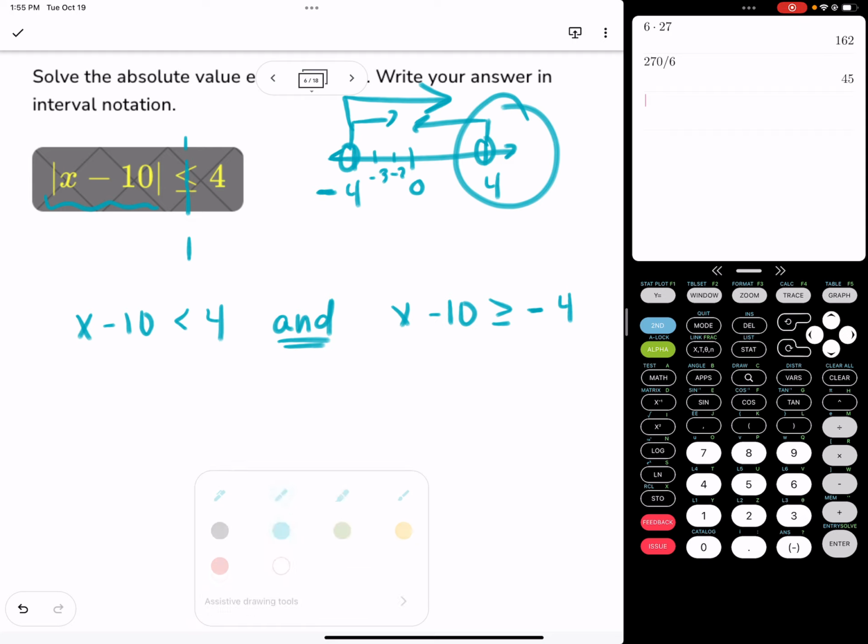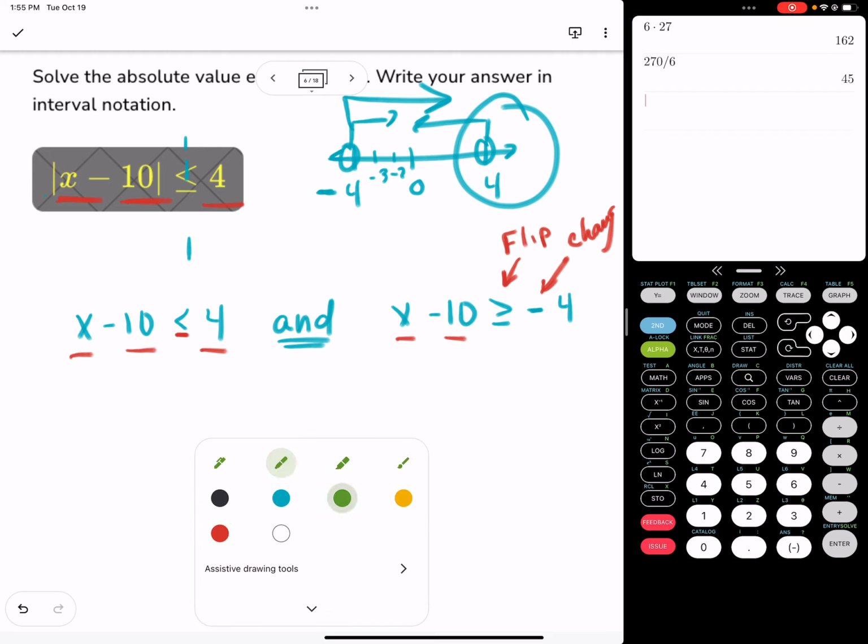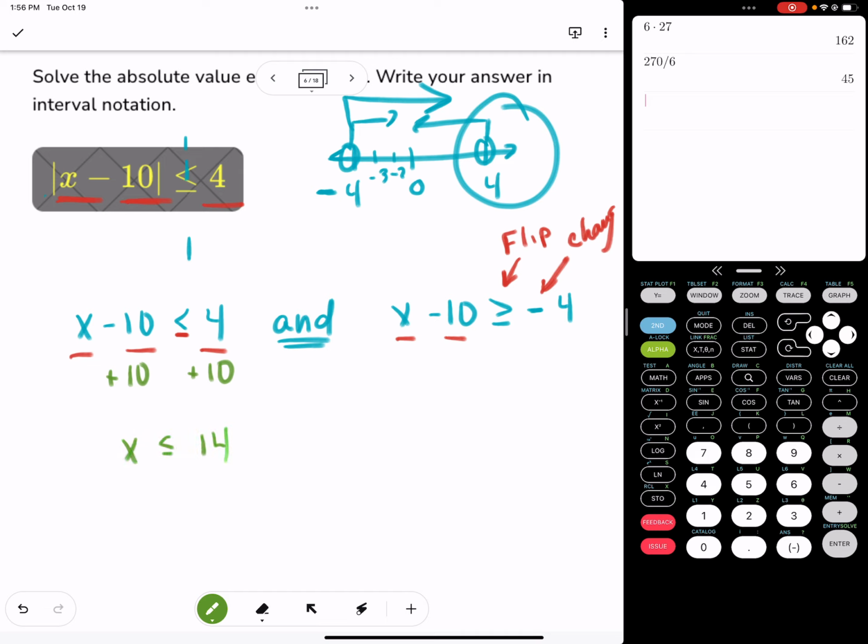So the rule that we talked about in class is you write it once the way you see it without absolute values. X minus 10 less than or equal to 4. Then you write it again, x minus 10, but you flip the inequality and you change. Flip and change for absolute values. But once you've done that, now it's just solve. Plus 10, x is less than or equal to 14, add 10, x is greater than or equal to 6.